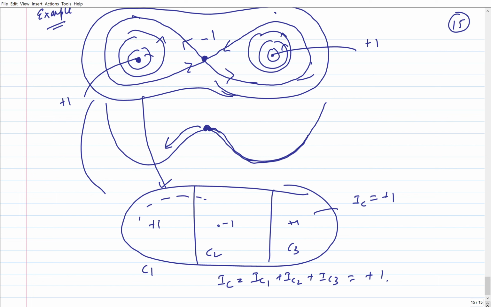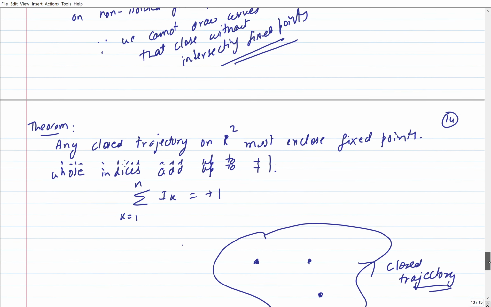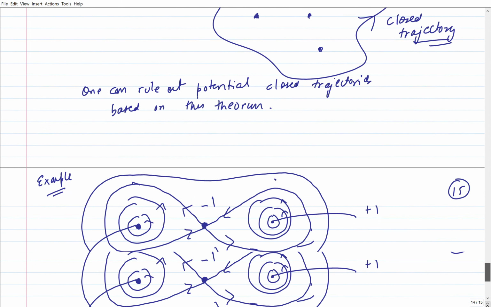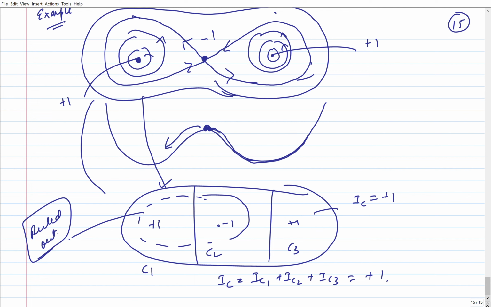Similarly, a trajectory enclosing just two fixed points is ruled out, as the theorem says that the sum of indices of all the fixed points has to add up to plus 1. So think about why this theorem should actually be true. Why do you expect such a theorem to hold?